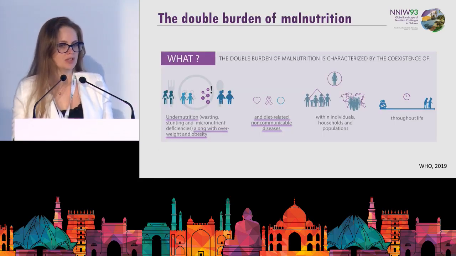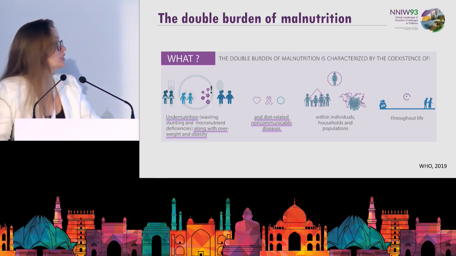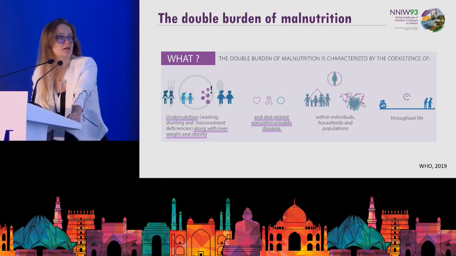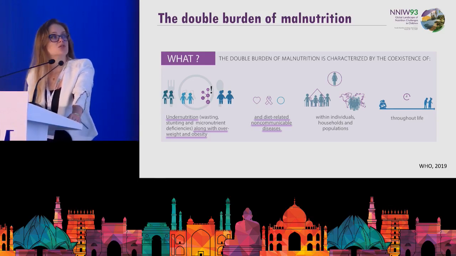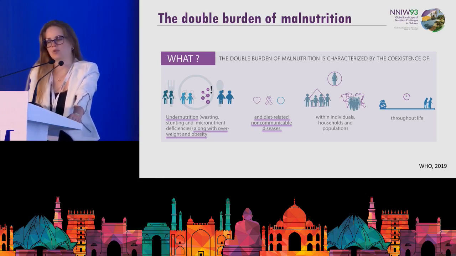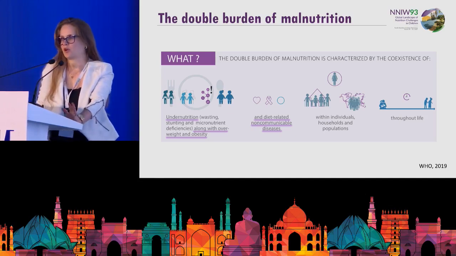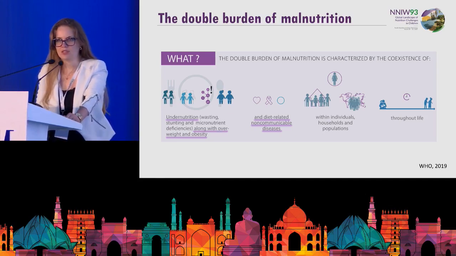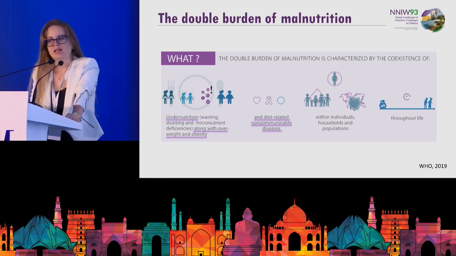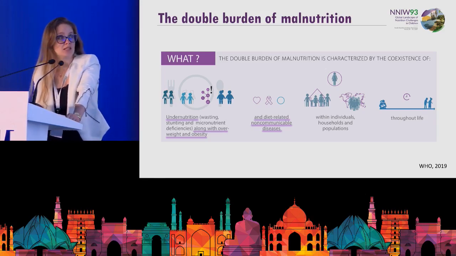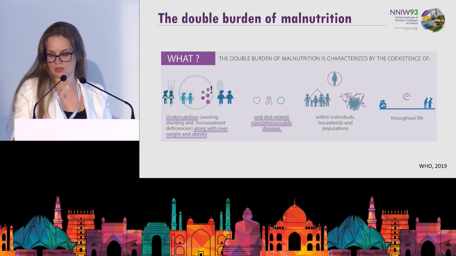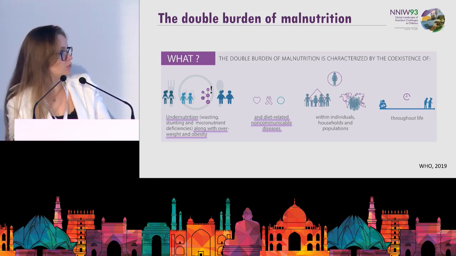So we saw here today that the double burden of malnutrition is characterized by the coexistence of undernutrition along with overweight and obesity, and also diet-related non-communicable diseases. And all these problems are linked to the quantity and also the quality of the food that people eat. So recognizing what is inside the food that people eat is the first step to try to overcome all these problems.